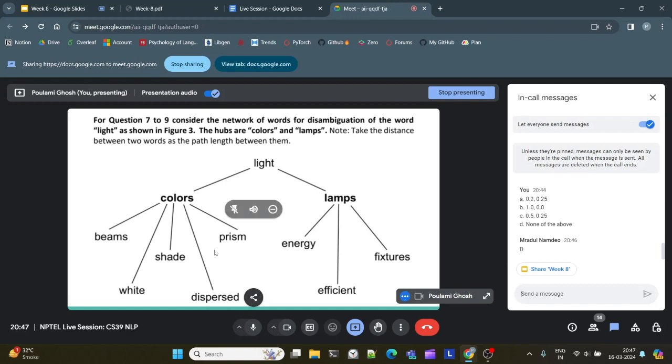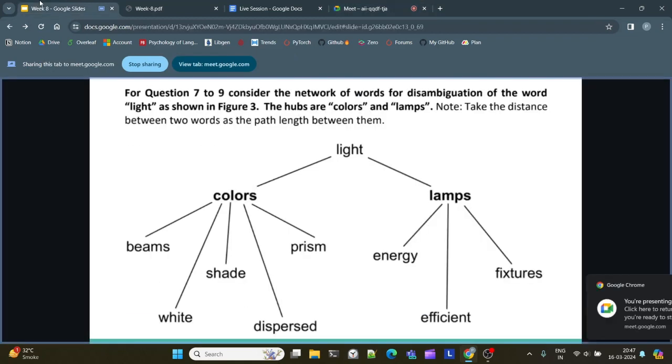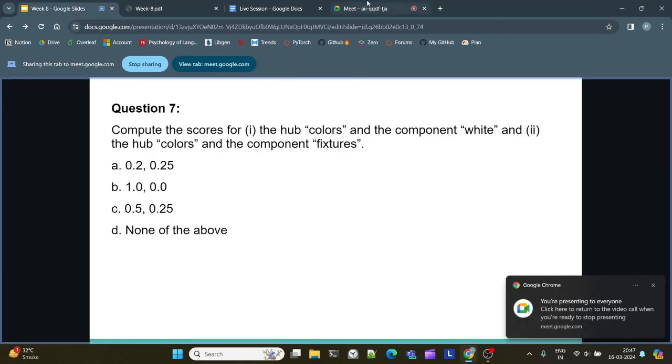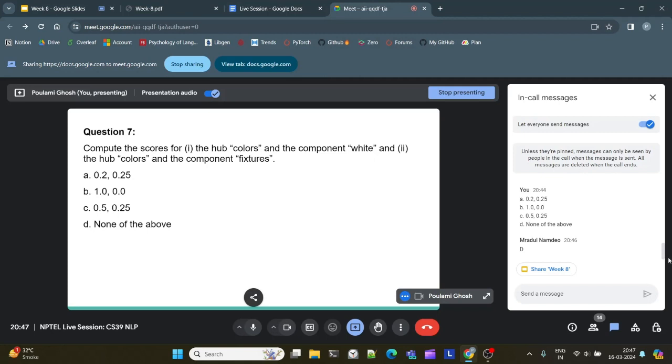Okay, let's discuss the problem. One of you has answered, Mradul has answered. Mradul, how did you arrive at the solution? Actually, I don't know the exact method to solve it because I haven't studied it. But I'm just following the formula given in the lecture slide. The score formula that was given is 1/(1 plus d), where d is the distance between the hub and the component.